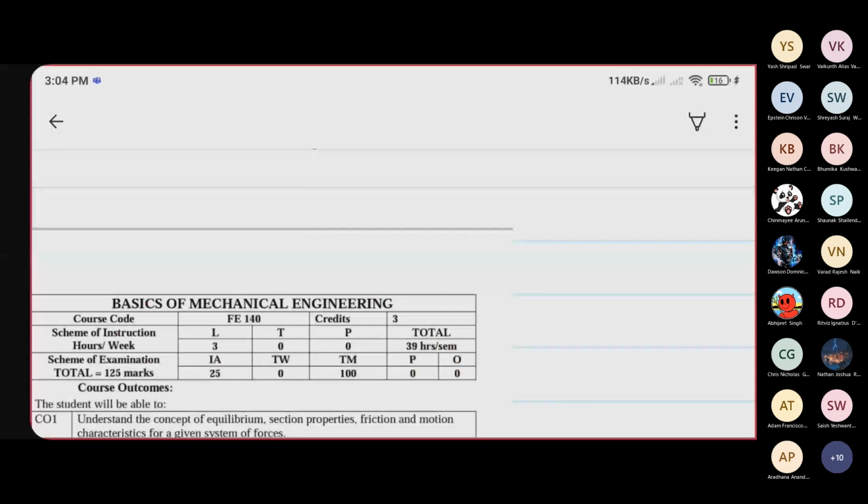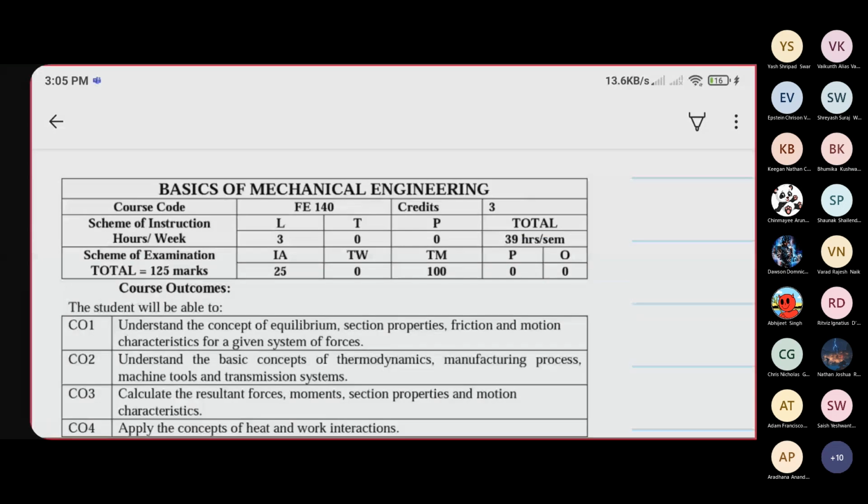We have instruction scheme as lecture 3 per week. So we'll be having 25 internal assessment, that is we say sessional. Term work will be 0 marks, so there is no term work for this subject. Then theory will be of 100 marks.